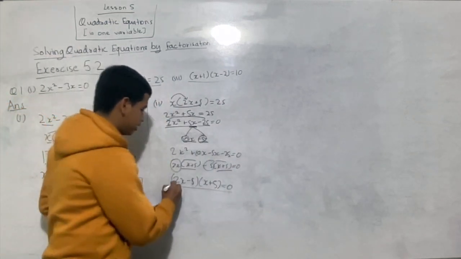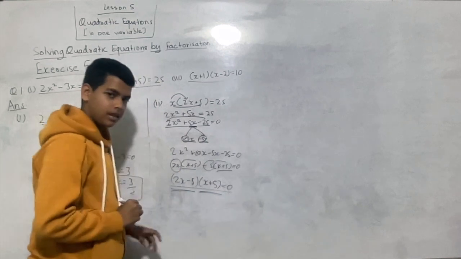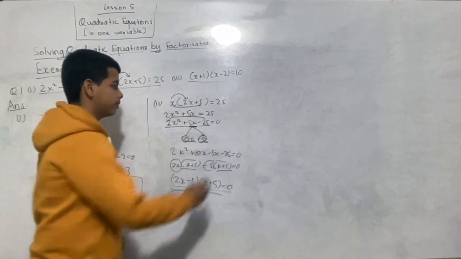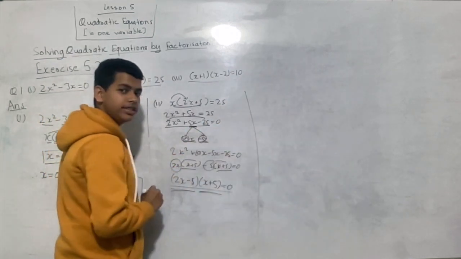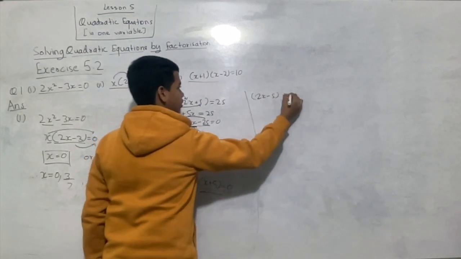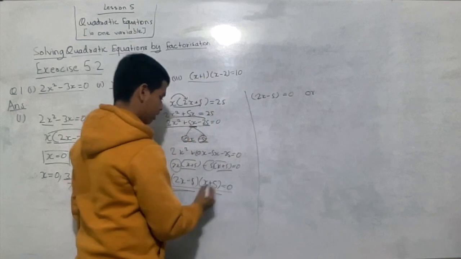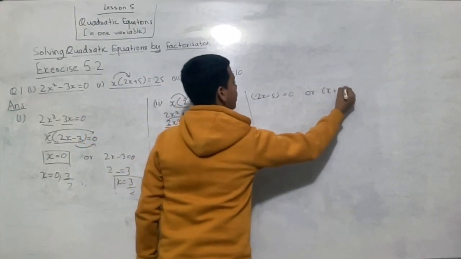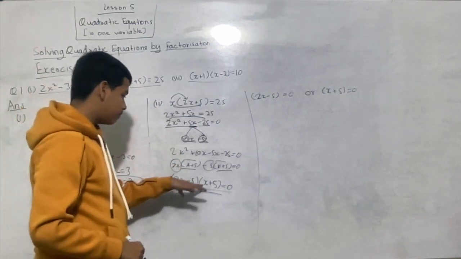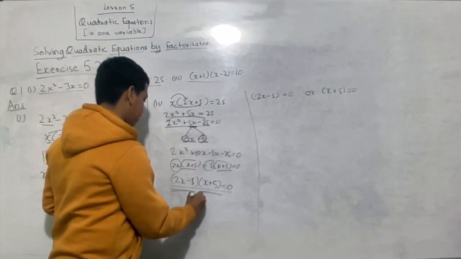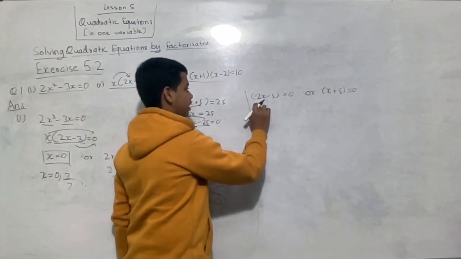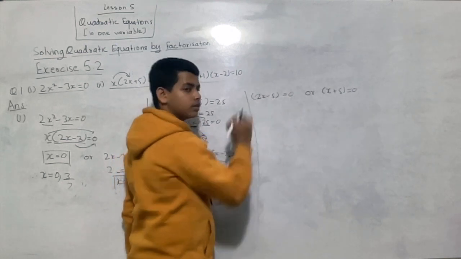Now as you know, this is the first term and this is the second term, and these two terms multiplied are equal to 0. So we can just use the zero product rule here. What does the zero product rule say? It says that 2x minus 5 is equal to 0 or x plus 5 is equal to 0. Why can we do this? Because there is multiplication. We are multiplying a and b and it is equal to 0. This is our zero product rule. Simple. So either 2x minus 5 is equal to 0 or x plus 5 is equal to 0.